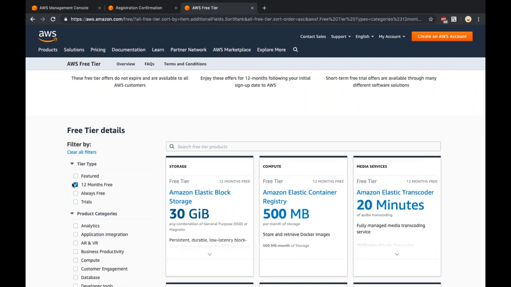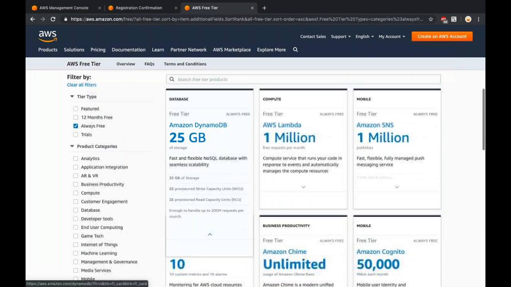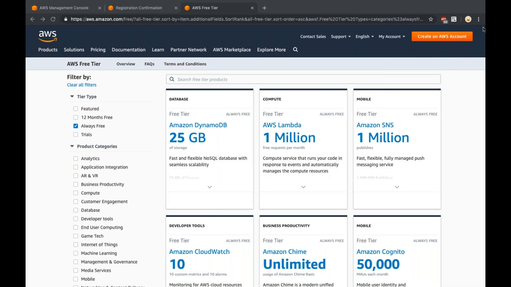And then there are certain services which are always free, like DynamoDB, which offers you 25 GB of storage every month for free. Lambda. Lambda is a service which is serverless. Have you ever heard about this AWS Lambda? It is one of the most popular services currently in the market.